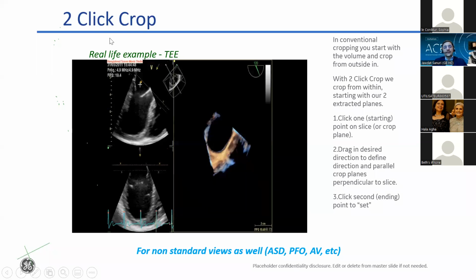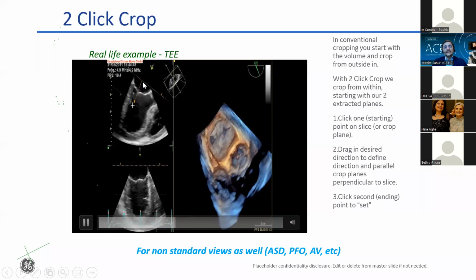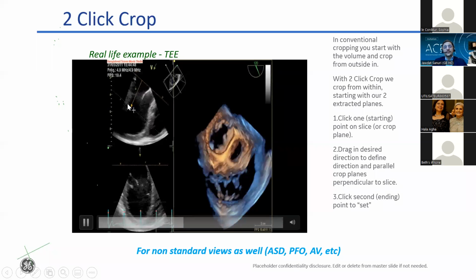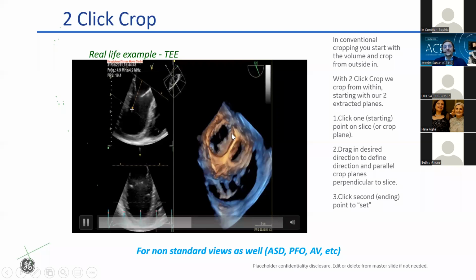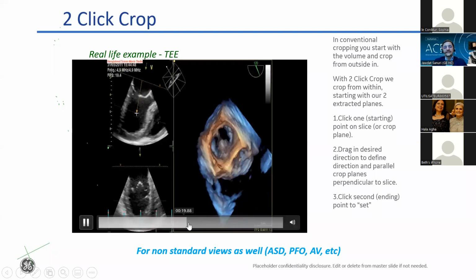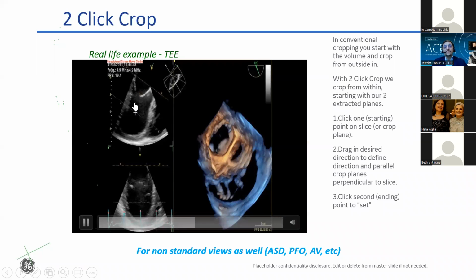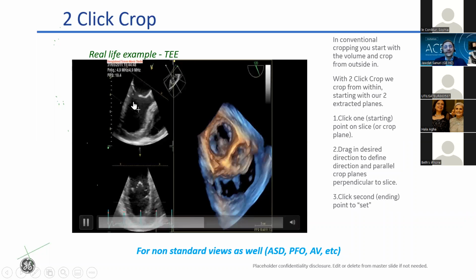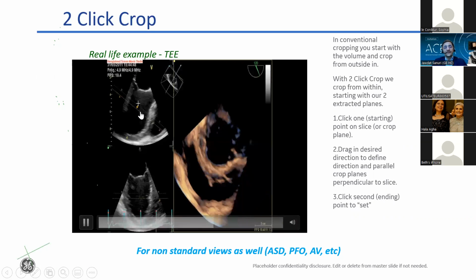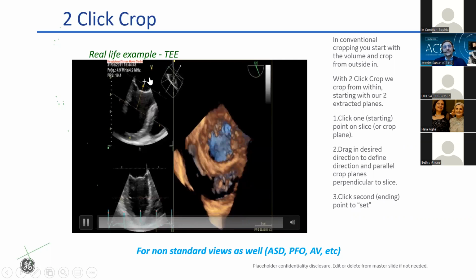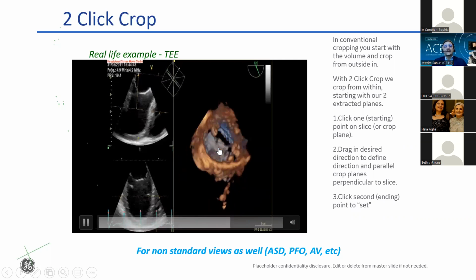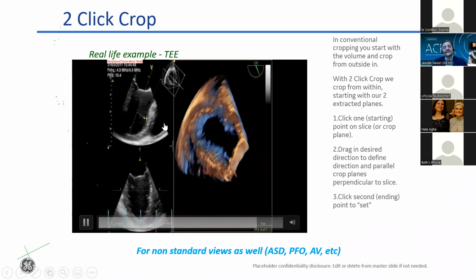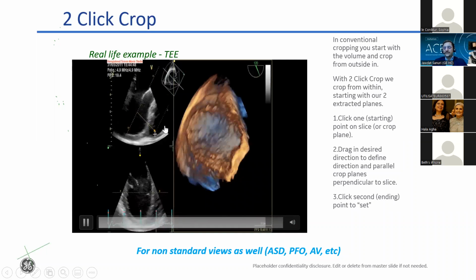And this is where 2-click crop comes in. I select where is my starting point and where is my ending point. As a result, I have a perfect en face view of the mitral valve from the atrial position, which we call a surgical view. If I want to see it from the ventricular side, then I have to start my click here, as you can see live now, and then point it towards the mitral valve, then I have en face again of the mitral valve, but from the ventricular side. And in this example, we are also showing en face of the septum, where you can see if there's any VSDs and so forth.